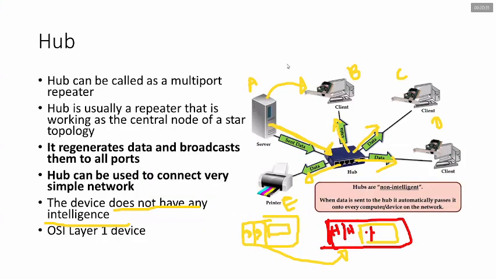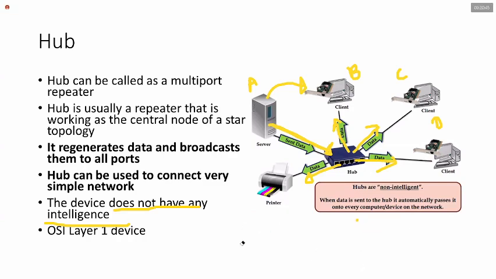Let's say A is trying to send some data to B. A will send that data and it will go to everybody. Let's assume at the same time B is trying to send some data to C. So that frame will go from B to the hub. And at the same time, let's assume A's message is also coming to B. So then what can happen? No, we'll take another different example.